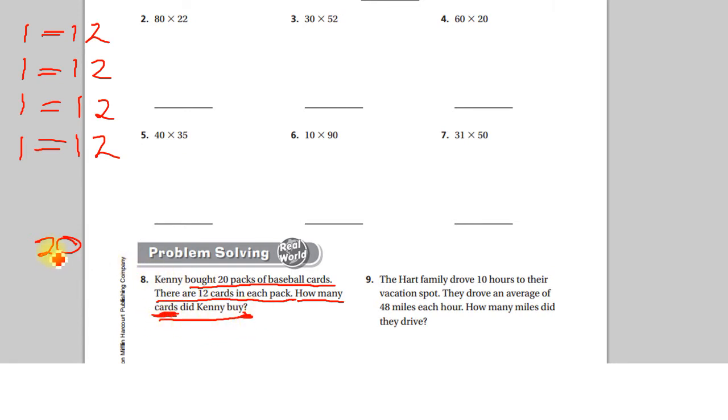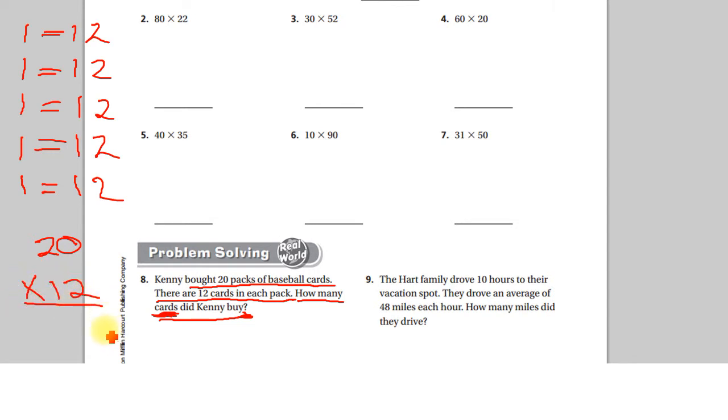Okay? So he bought 20 packs, and each one of those packs has 12 cards. So I could represent those 20 packs here. I could keep doing my ones all the way down till I have 20, and then each one of those ones is going to have 12 in it. So I could do my 12s all the way down, and then I could just add all those up. But there's an easier way to do this problem. We can do multiplication. So we can do 12 times 20.